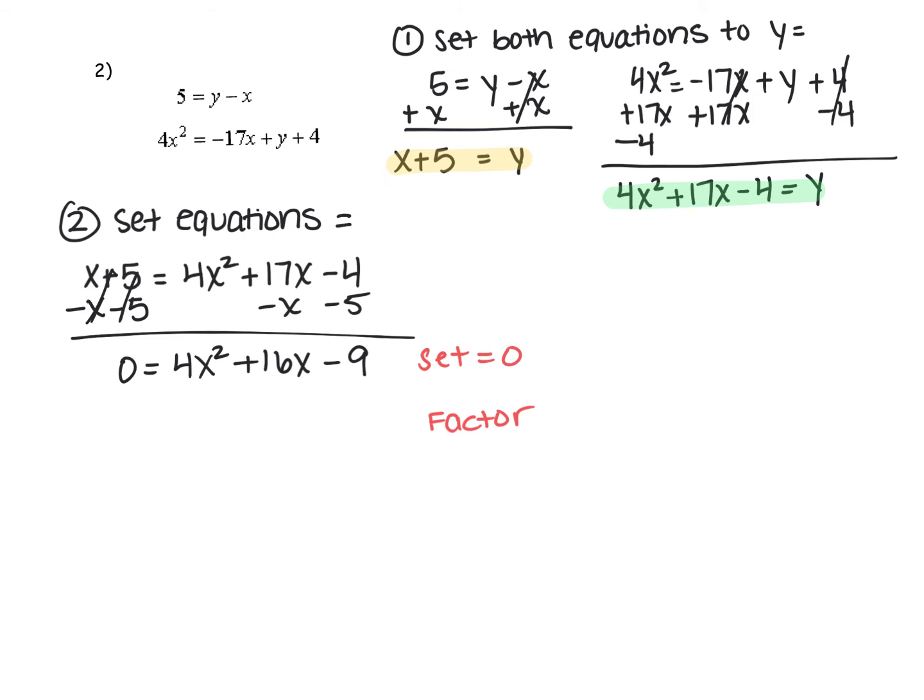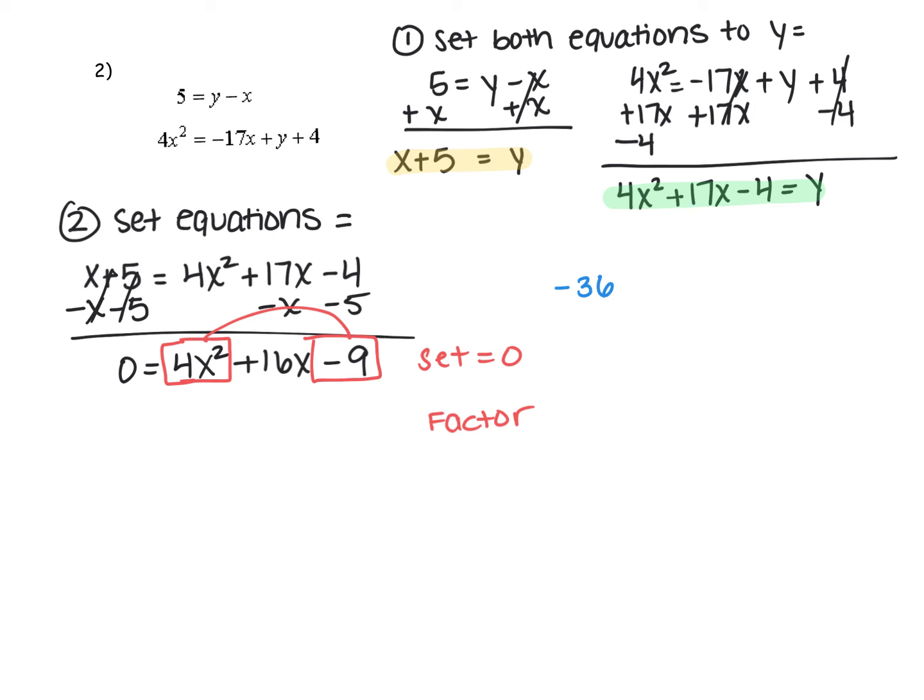You should notice that we have a trinomial here. A trinomial has 3 terms. You should also notice that the leading coefficient, or the number in front, is a 4. It's bigger than 1, so we're going to have to do AC. Remember, AC is we multiply the first and the last. So 4x squared times negative 9. If you put 4 times negative 9 into the calculator, you should get negative 36.